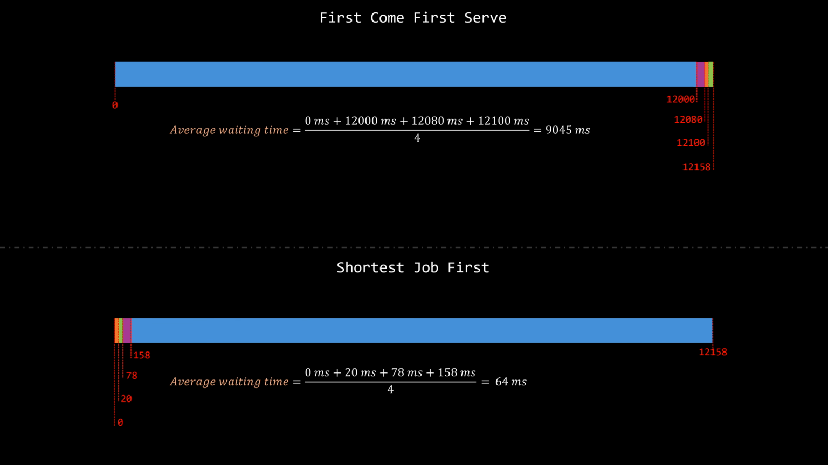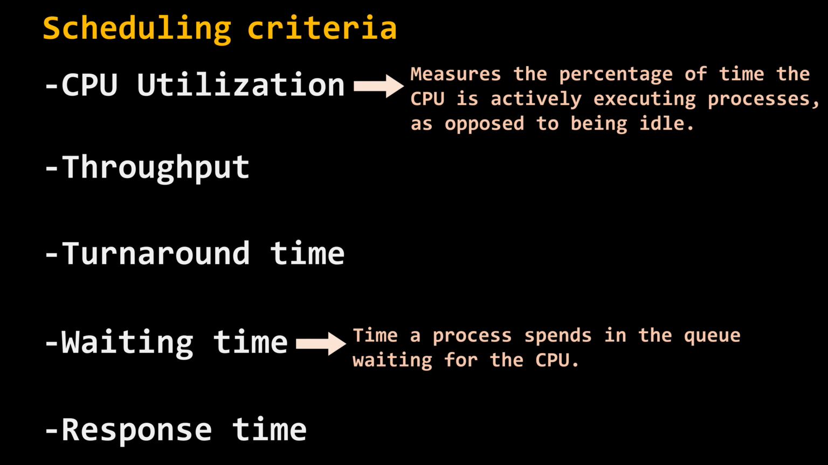Moving a short process before a long one decreases the waiting time of the short process more than it increases the waiting time of the long process. Consequently, the average waiting time decreases. Minimizing the average waiting time in a system is crucial because it represents the time that processes are ready to run but cannot execute as they wait for their turn to use the CPU.